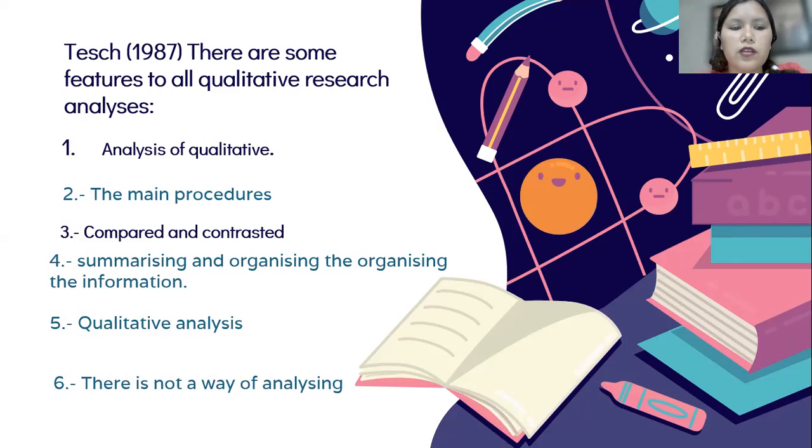Number four, summarizing and organizing the information, and there is some preliminary and tentative classification of categories that emerge. Number five is that qualitative analysis is a process that demands deep involvement on the part of the researcher. And number six, there is no one way of analyzing. It is possible to analyze information in different ways.